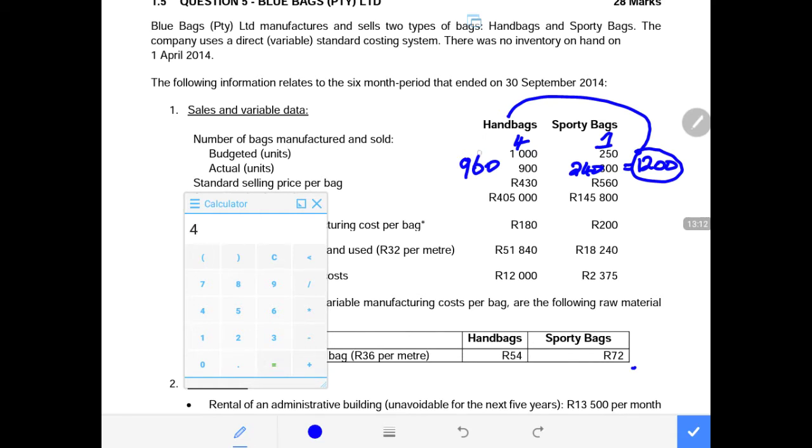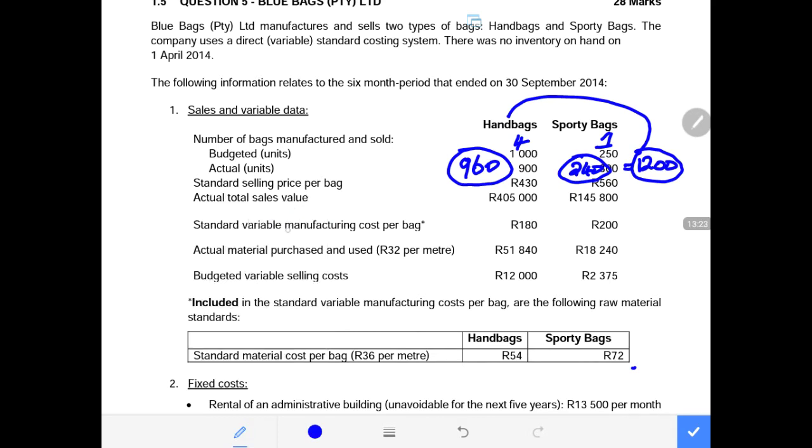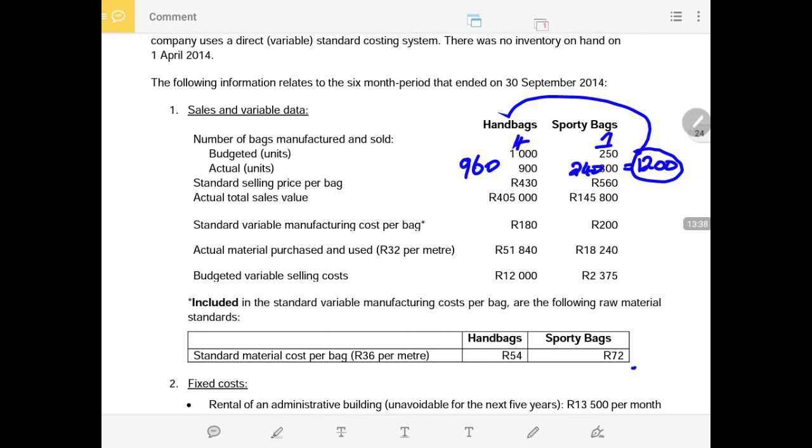So we can say that if we had manufactured 960 and sold 960 for the handbags and produced 240 and sold 240 for the sport bags, we should have maintained our standard product mix. But in this case, we did not maintain our standard product mix. That means now our sales margin mix variance will be either favorable or unfavorable depending on the situation, but there will be a variance with a positive or a negative number.